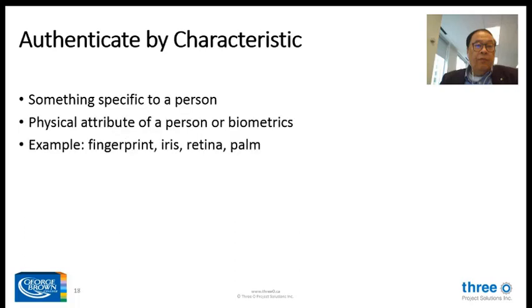The last one is authentication by characteristics. I talk about that as something specific to a person, like a physical attribute of a person: fingerprint, iris, retina, palm, and so on, face as well. So that's better, because nobody else can have that. You saw a lot of movies about people cutting off a finger or a palm in order to gain access.